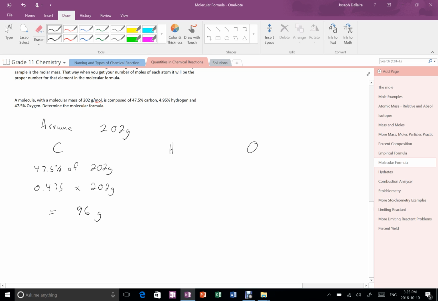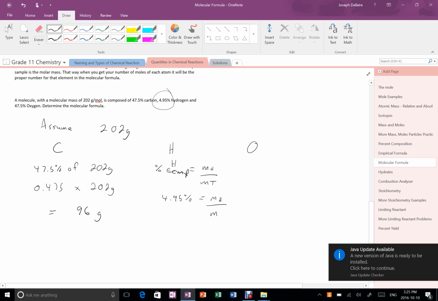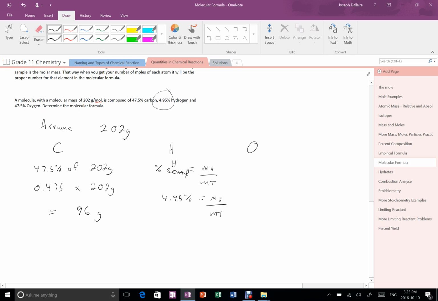Maybe you would rather see this from the actual formula. Percent composition of hydrogen, or the percent hydrogen, is equal to the mass of hydrogen divided by the mass total. So with that in mind, the percent hydrogen given for this sample is 4.95%. That would be the mass of the hydrogen divided by the mass of the total. Sorry about the updates, just ignore them please. So 0.0495 is the mass of the hydrogen divided by the 202. So that would get me a mass of hydrogen, which is 10 grams.